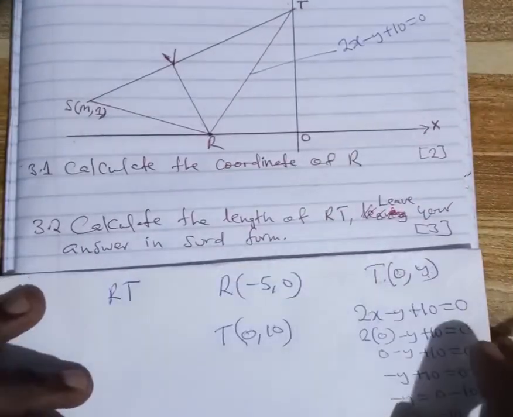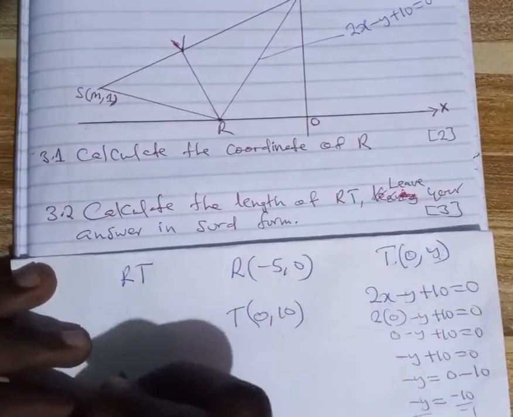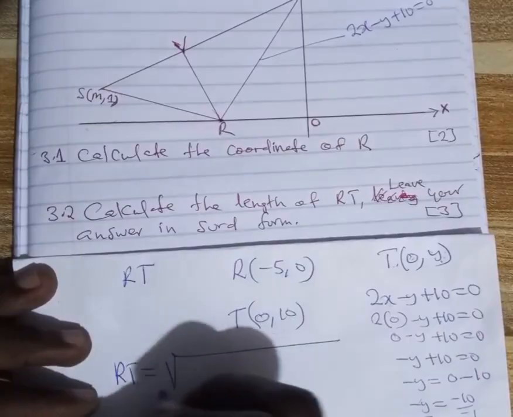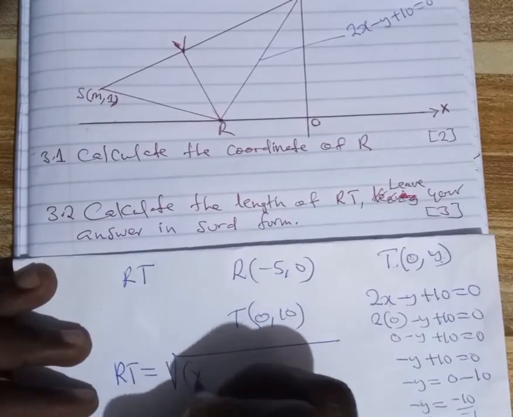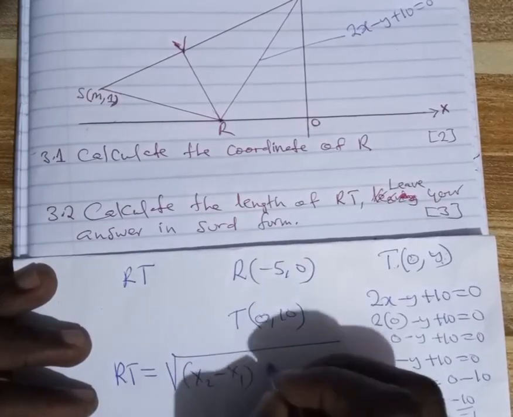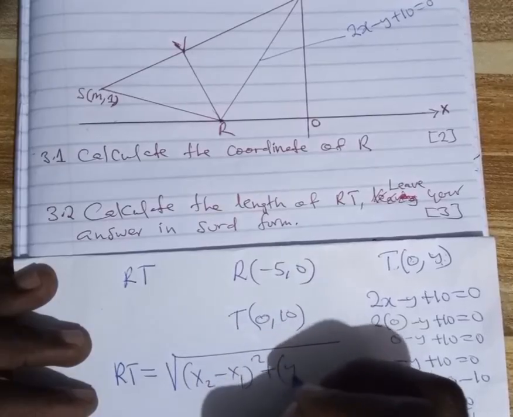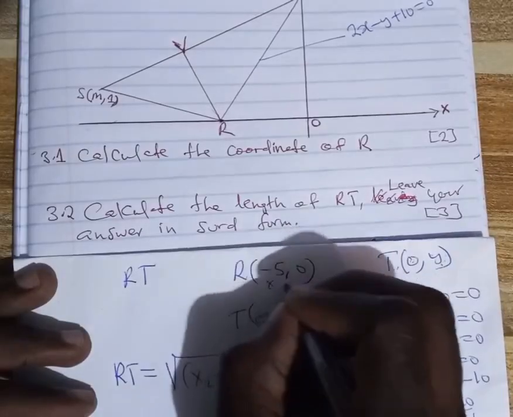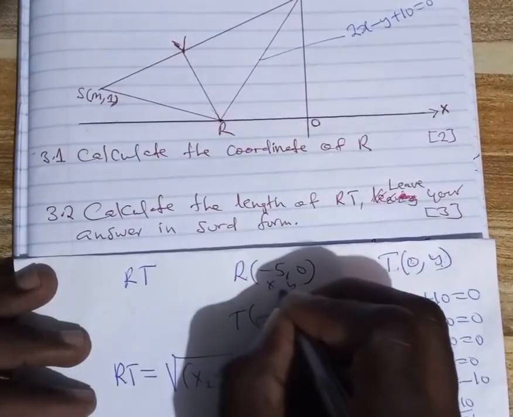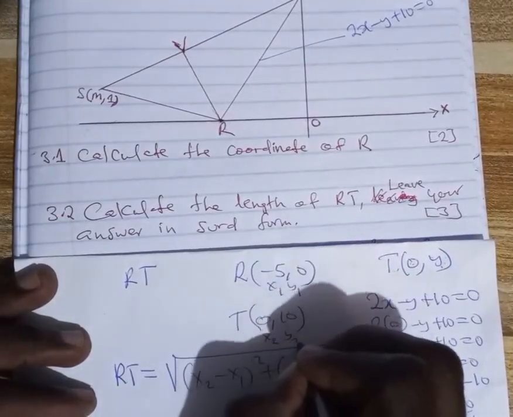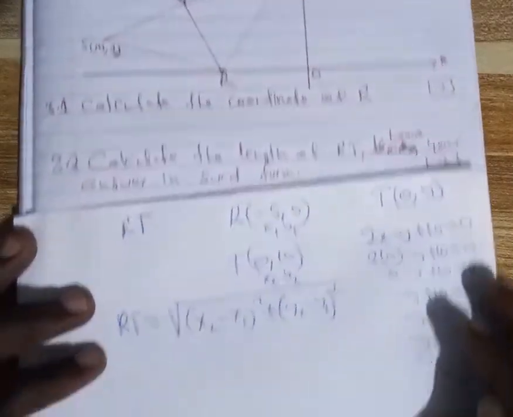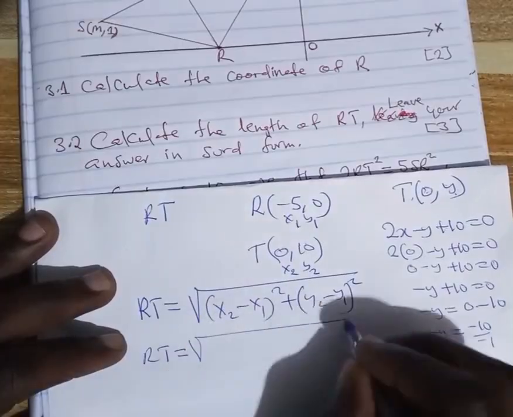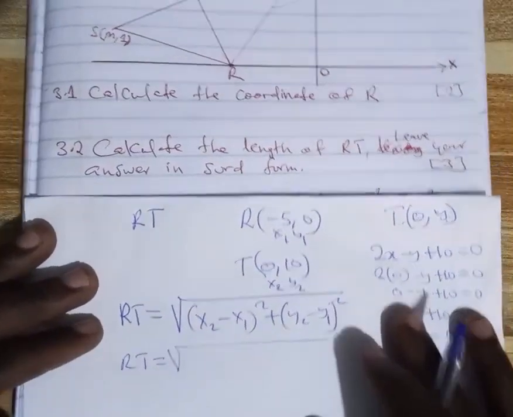So to find the length RT, the formula for length is the square root of open bracket x2 minus x1 squared plus open bracket y2 minus y1 squared. This is x1, y1, x2, y2. This is the formula for length. So for RT, it is just a matter of substituting now.